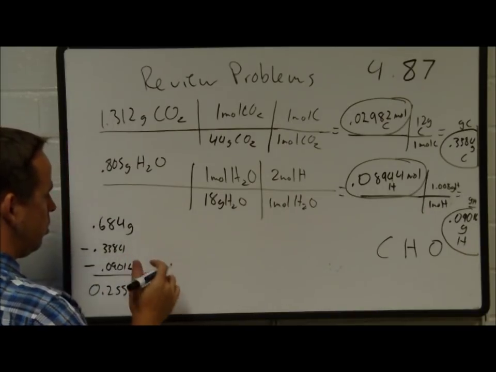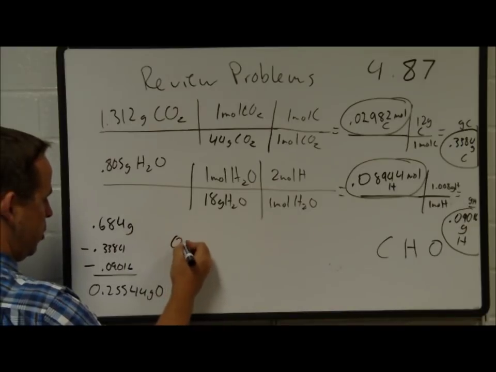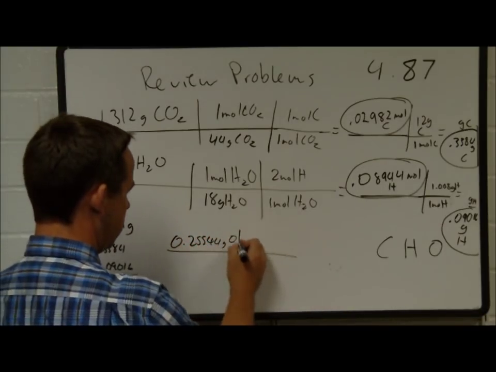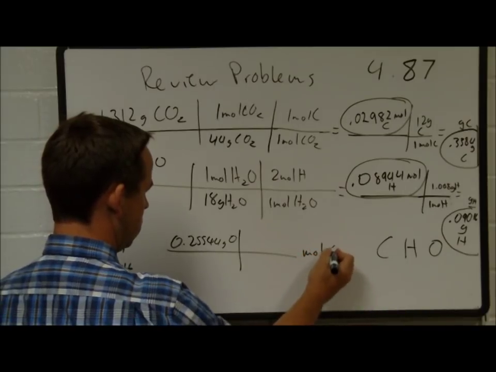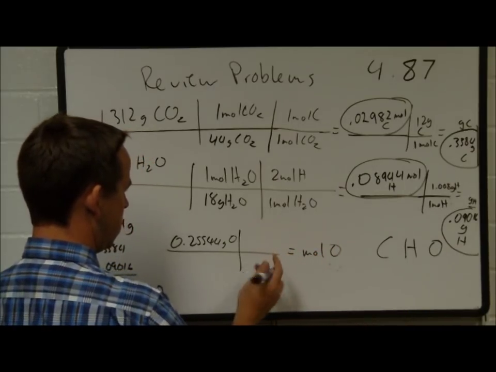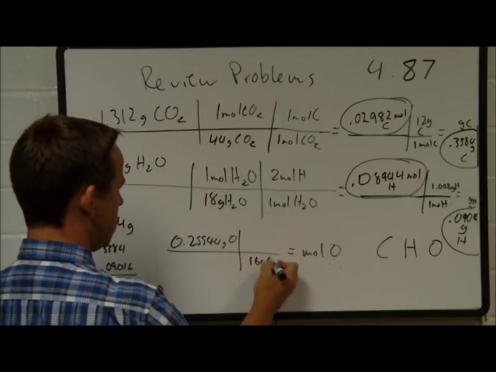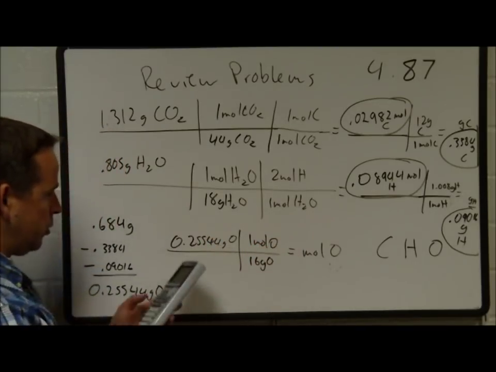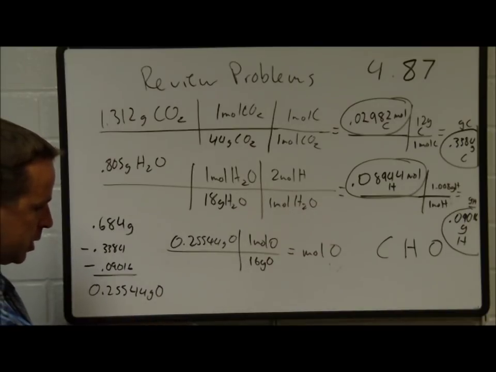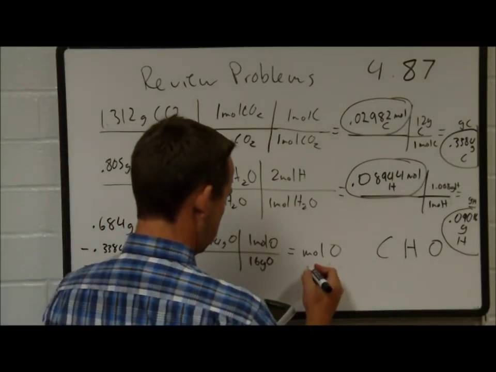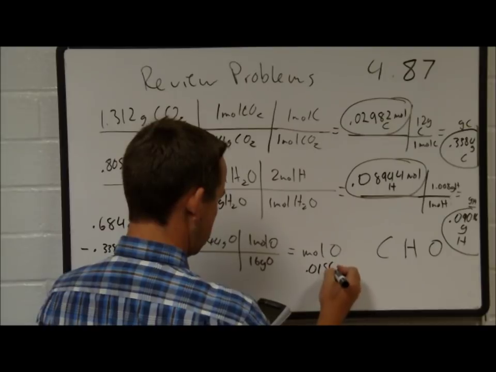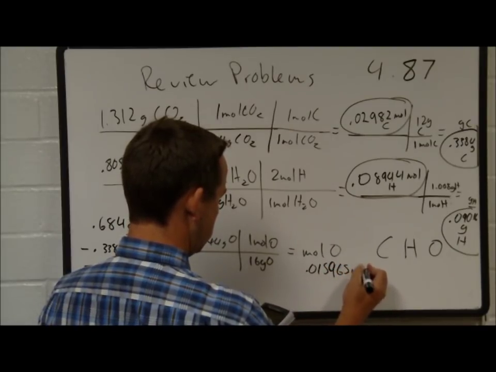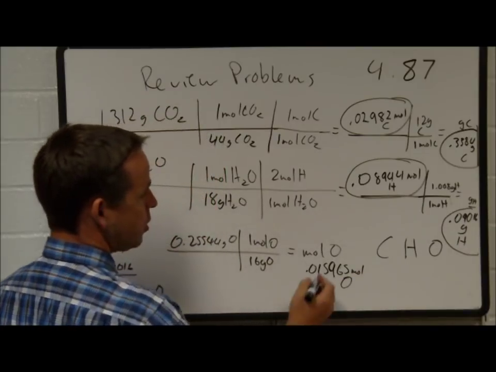So now we have 0.25544 grams of oxygen, and we can convert that to moles of oxygen with 16 grams of oxygen being 1 mole of oxygen. All right, so 0.25544 divided by 16, and it tells us that we had 0.01596 moles of oxygen. All right, so now we have all three.